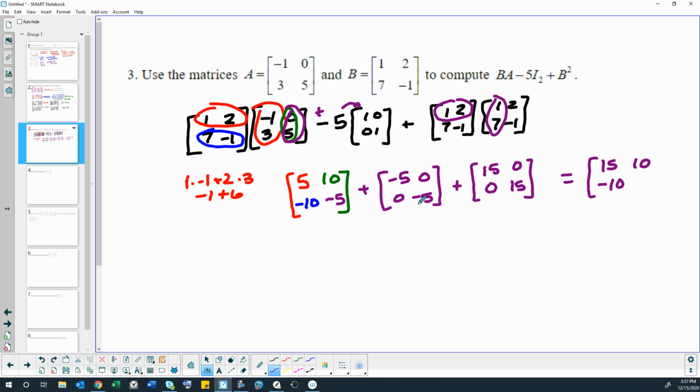And then we have negative 5 plus negative 5, which is negative 10. Add 15, and we have positive 5. So that would be the resulting answer from these operations with our matrices, multiplying and adding and multiplying by a scalar and all that stuff.